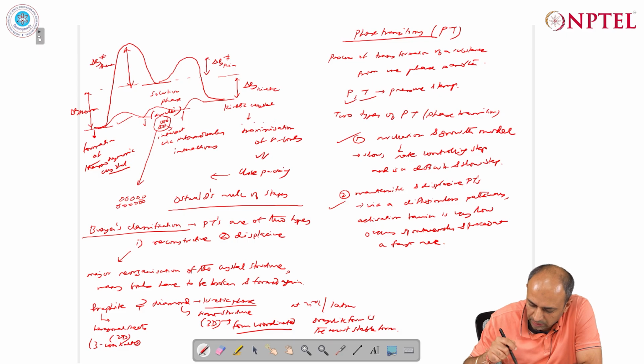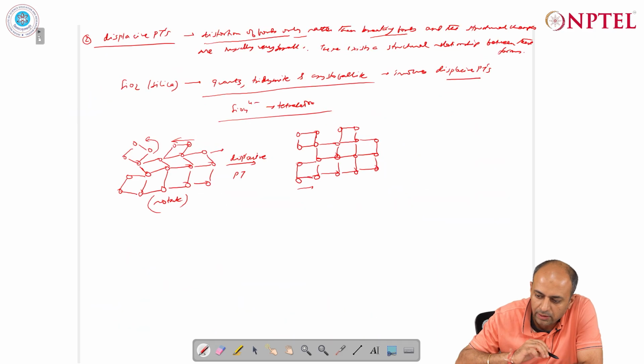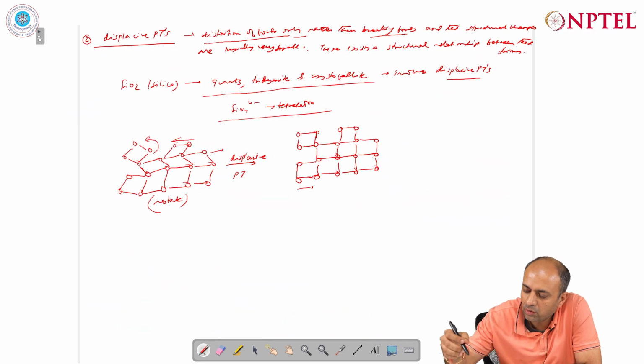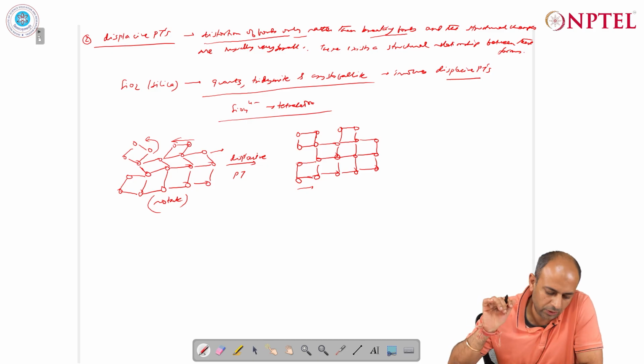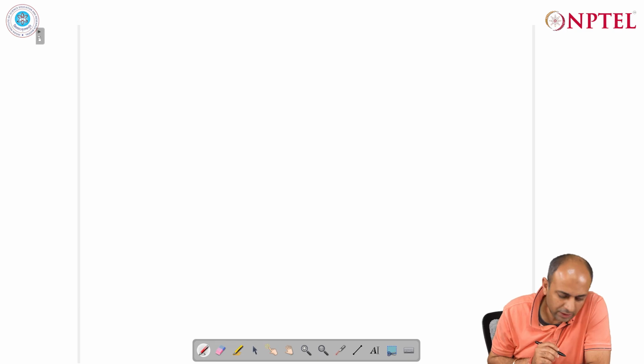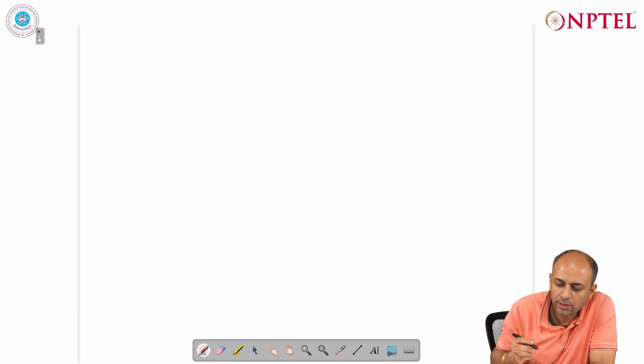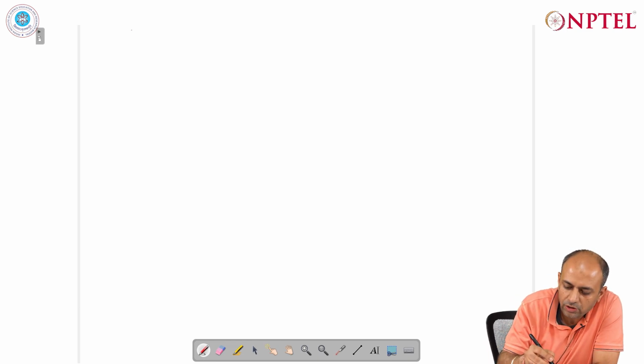In the reconstructive type, we have a major reorganization of the crystal structure in terms of making and breaking of bonds, whereas in the displacive type we only have minor structural changes which involve distortion of the bonds, and there exists a definite structural relationship between the two phases. So today we are going to look into the thermodynamic classification of phase transitions.